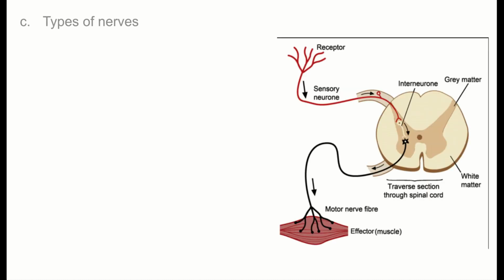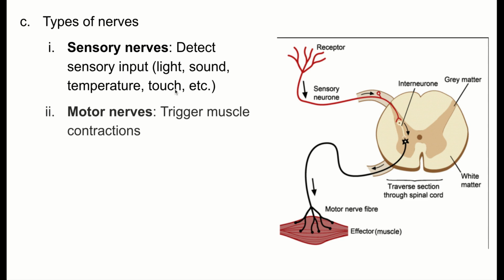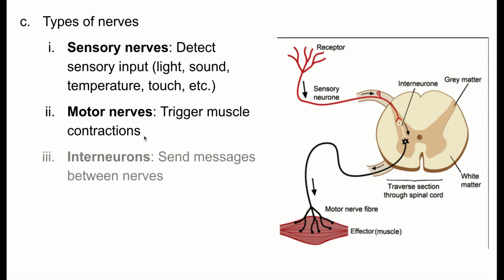Okay, so let's talk about structures. Detail C, types of nerves. There's 3 types. The first type, small letter i, is a sensory nerve. This is a nerve that detects sensory input like light, sound, temperature, touch, etc. Motor nerves, ii, these trigger muscle contractions. And interneurons, these send messages between nerves.